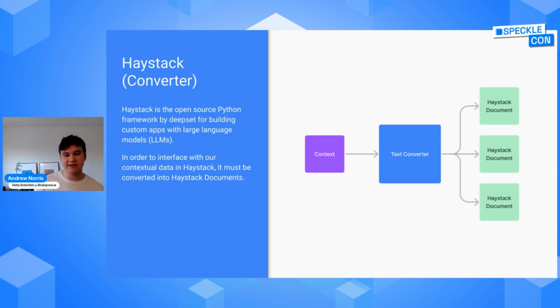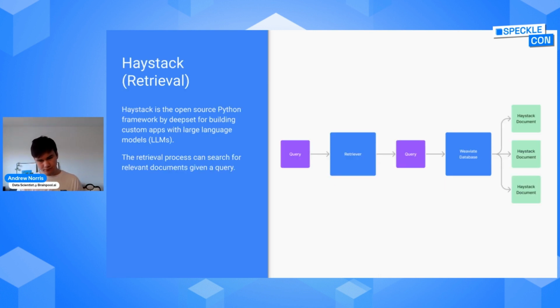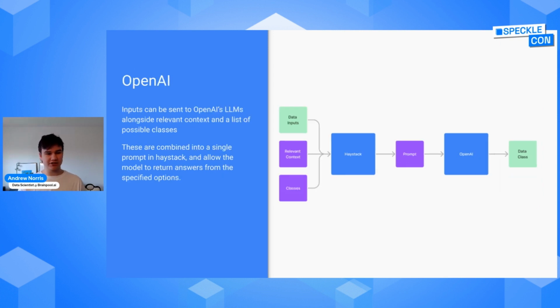And then we used Haystack for our context converter. So this takes any context that we might be able to provide on our materials and converts it into Haystack documents, where they will be saved into a database. For this instance, we used Weaviate. So this allows us later to do a semantic search based on those material names to get back some relevant documents and then use those relevant documents as context for our material mapping. We'll use Haystack again for that retrieval process, using queries to access the documents.